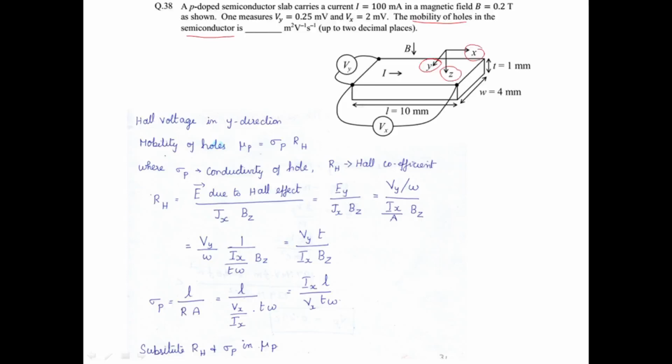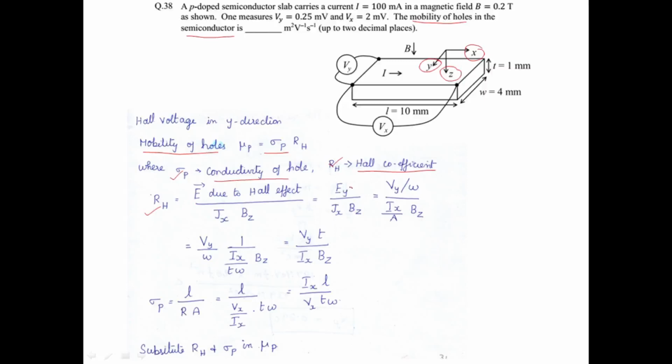They have asked us to find the mobility of the holes, that is mu p is equal to sigma p into RH, where sigma p is the conductivity of the holes and RH is the Hall coefficient. So we have to find the conductivity and the Hall coefficient to find the mobility of the holes. First we will find the Hall coefficient. RH is equal to the electric field due to the Hall effect divided by current density into magnetic field. So Ey divided by current density into magnetic field.